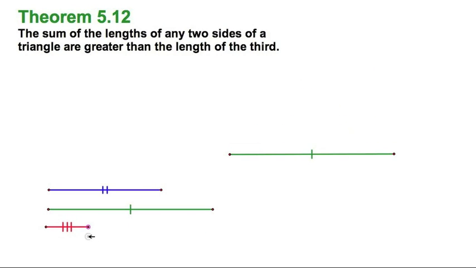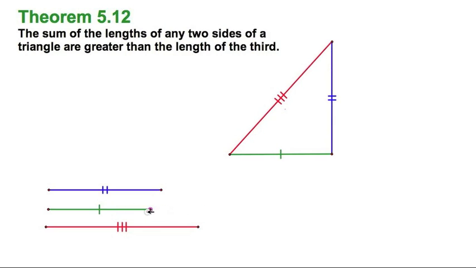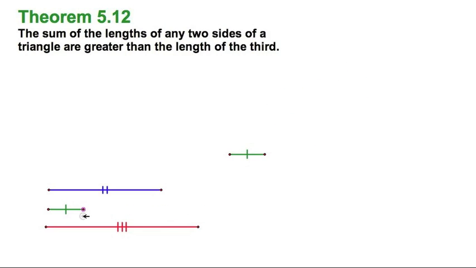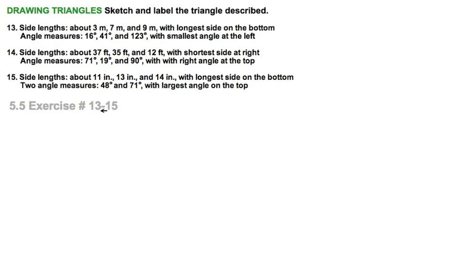Oh, see now the red and the blue are less than the green. So red plus blue length must be greater. That's true for any two sides. Any two sides must add up to more than the third side, or the triangle just disappears. And there's your demonstration. All right, exercises 13 through 15 are drawing.